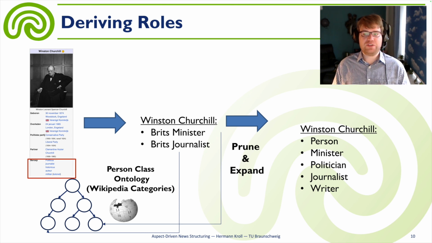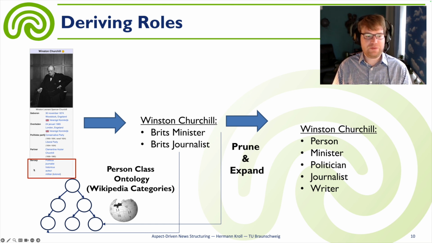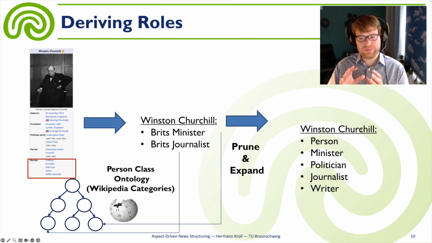First of all, we had to derive the person's roles, and therefore we used the Dutch Wikipedia and the information from the info boxes. The person has an info box and different occupations or roles are mentioned there, and with the help of the Wikipedia categories, we could apply some pruning and expanding rules so that we have a list of concise roles like person, minister, that are not so specific like British minister, but just minister, and that is okay for us. So we had some rules here to prune the data.